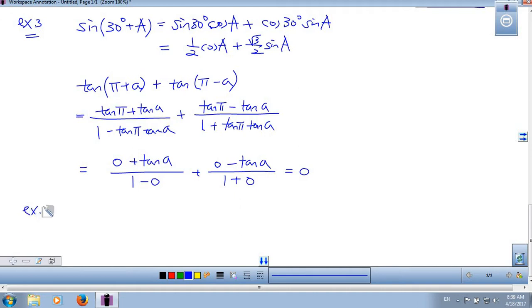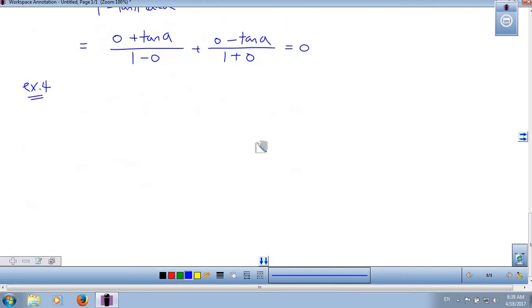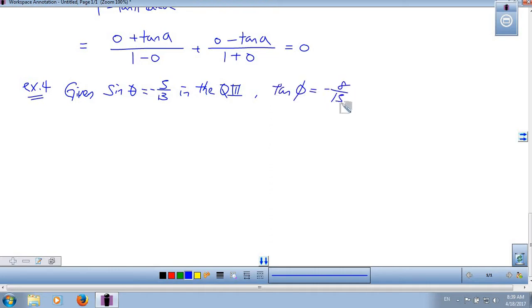Alright. Now, let's look at something a little bit different. Given sine theta equal to negative 5/13 in quadrant 3, the third quadrant, and tangent phi is equal to negative 8/15 in quadrant 2. Let's see what we can do to find the sine of theta plus phi.